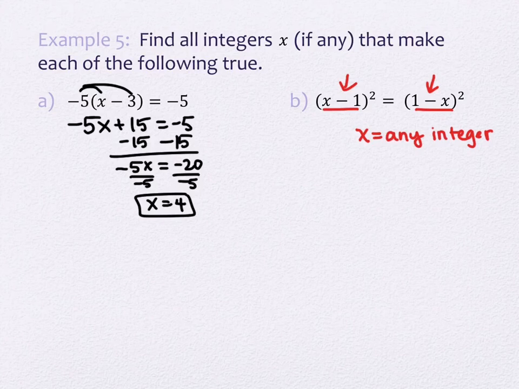Any integer will have this property because the two pieces in the parentheses are exactly the same, only with opposite signs. So when we square them, the opposite signs don't matter.